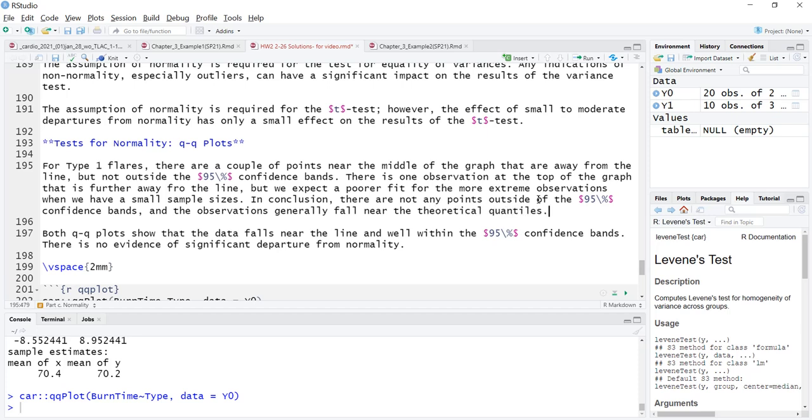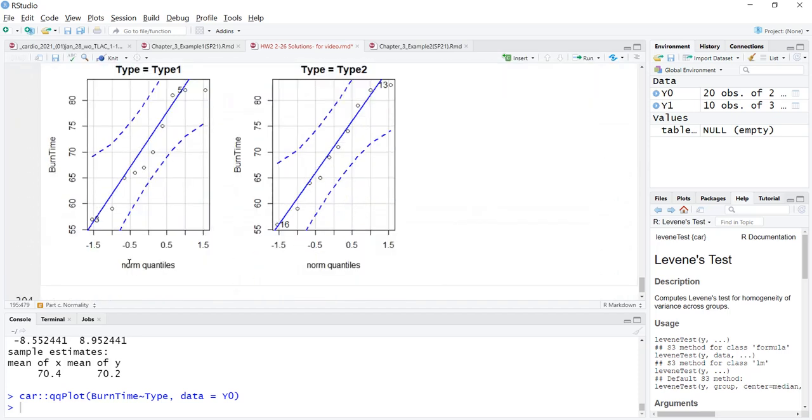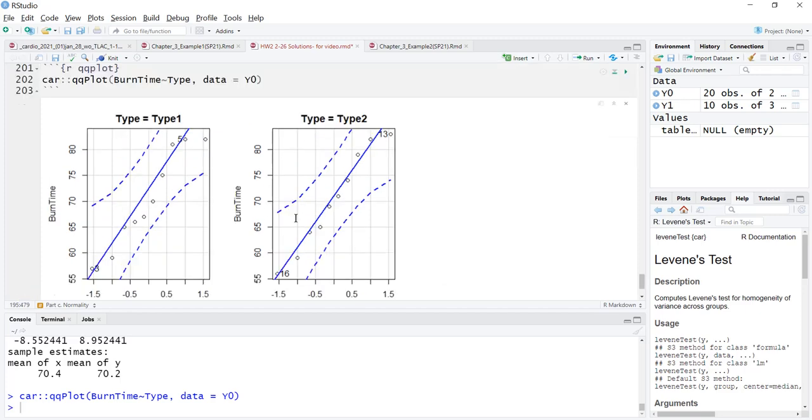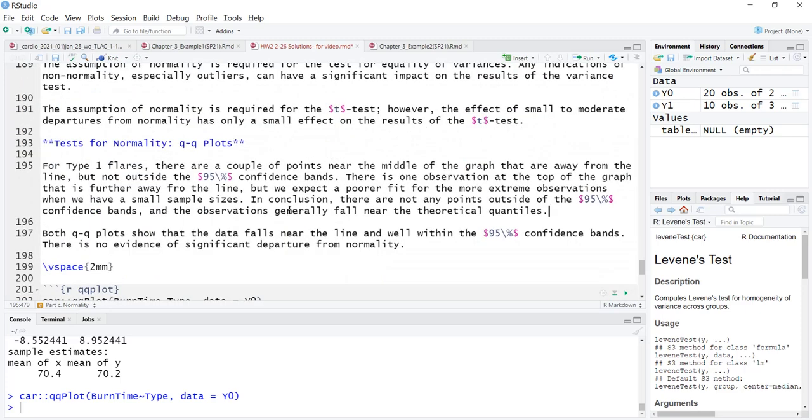What do I mean by that? Well, here's the theoretical quantiles, and the line here is where the theoretical quantile and the actual time should be. So for the most part, the values for the burn times fall near the theoretical quantiles for that burn time. Here in the middle, they're a little further away, but I've already noted that. Okay, but in general, they do.